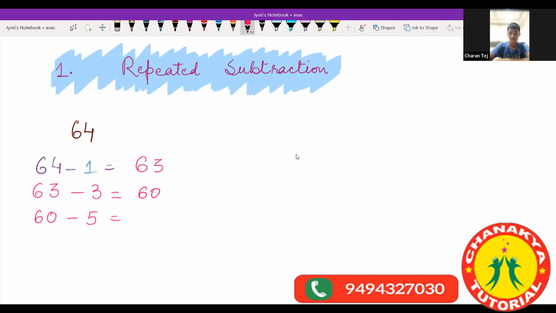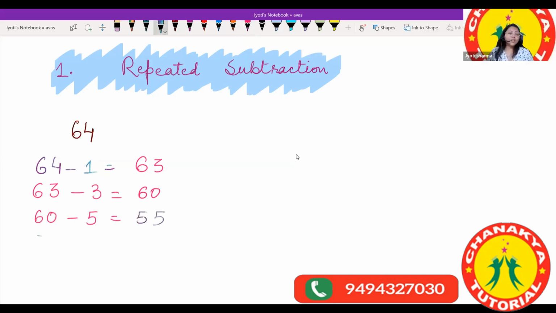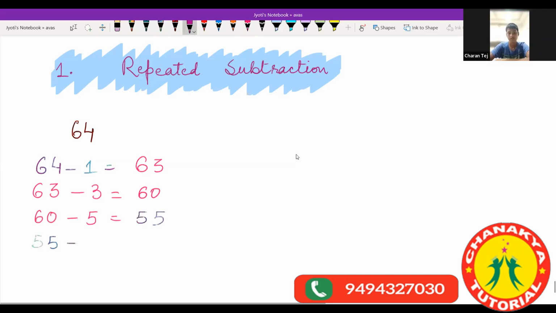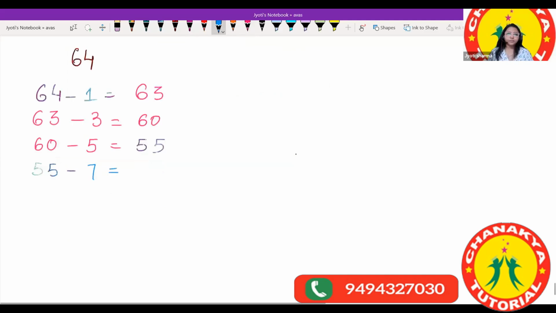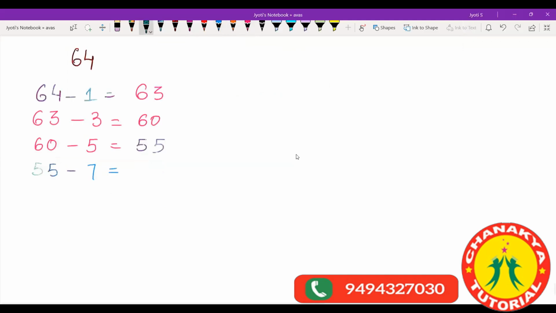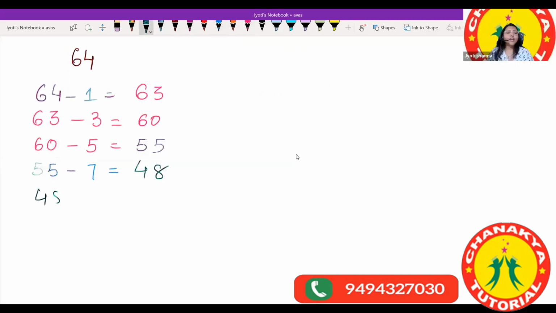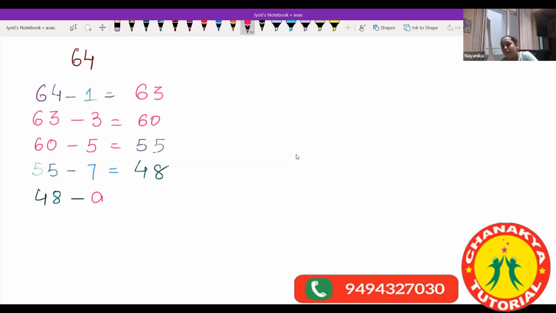Now 60 minus 5. Answer? 55. What is the next odd number? 7. 55 minus 7, what will be the answer? 48. 48 minus the next odd number? 9. Answer? 39. What is the next odd number? 11.